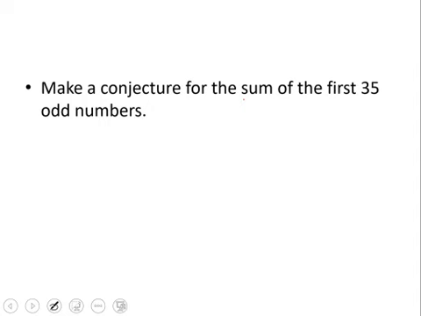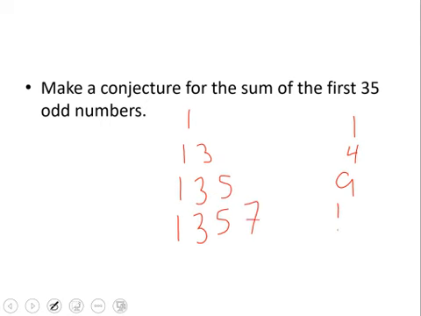Okay, so make a conjecture for the sum of the first 35 odd numbers. When you're trying to make a conjecture, you want to start off small. The first odd number is 1, so the sum is 1. The first two are 1 and 3, and that sum is 4. Next is 1, 3, 5, which gets us to 9. Then 1, 3, 5, 7 gets us to 16. And the next one adds 9, which gets us to 25.